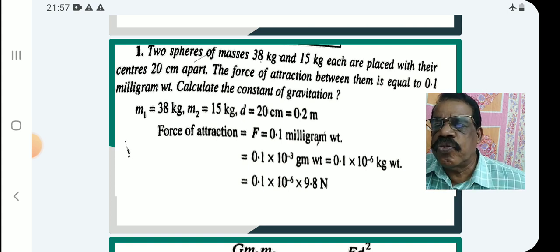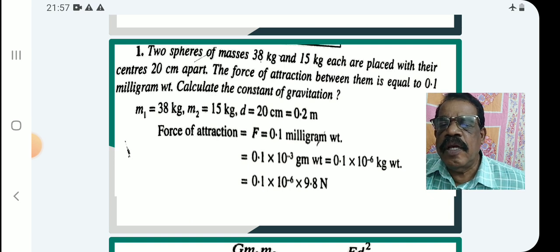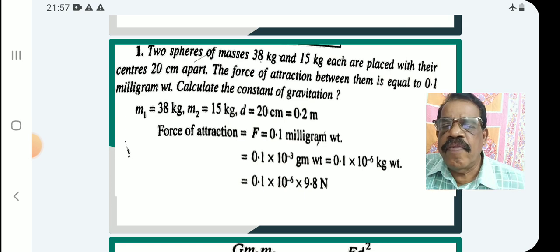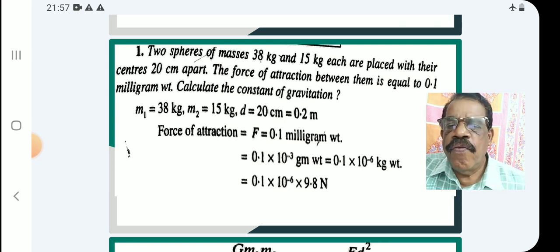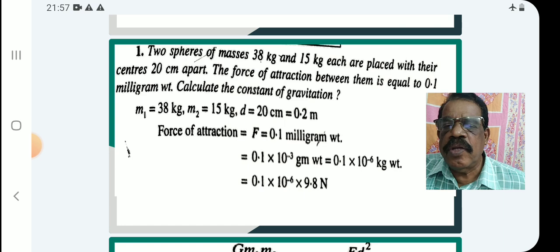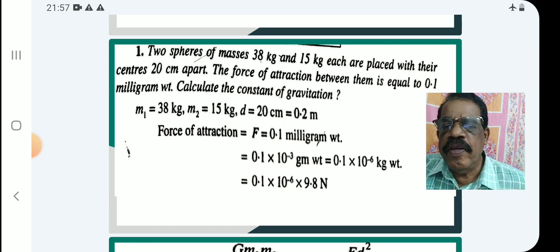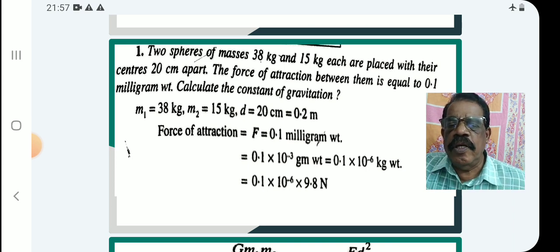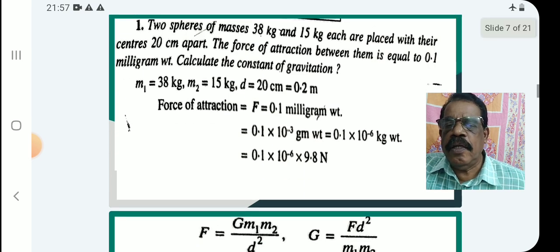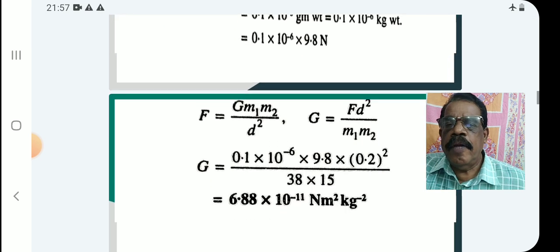Milligram weight is milligram force. M1 is 38, M2 is 15, D is 20 centimeter, that is 0.2 meter. Centimeter is converted into meter by dividing it by 100. Force of attraction, F is equal to 0.1 milligram weight, that is 0.1 into 10 raised to minus 3 gram weight. That is 0.1 into 10 raised to minus 6 kilogram weight. That is 0.1 into 10 raised to minus 6 into g. g value is 9.8. Since g is not given as 10, we have to take the known value, 9.8.